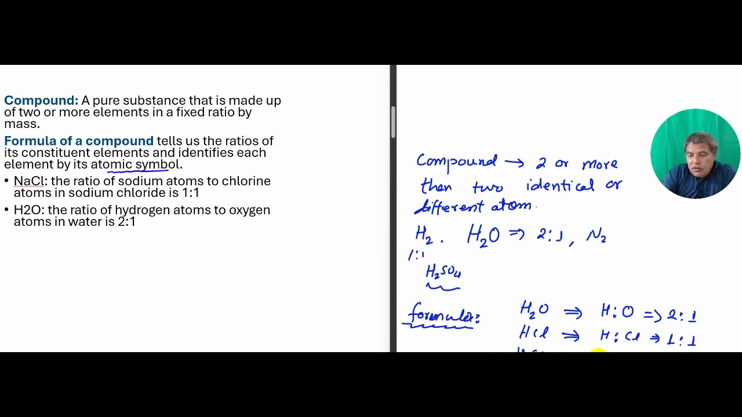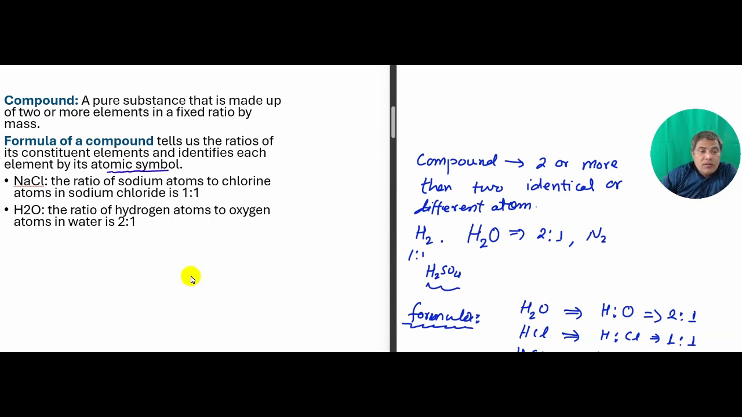2 hydrogen, sulfur, oxygen, right? How many hydrogen? 2 hydrogen and 1 sulfur and 4 oxygen, right? So like that. Okay, so sodium chloride for example, sodium chloride means sodium and chlorine, right? Sodium is 1 and chlorine is also 1, so that is 1:1.